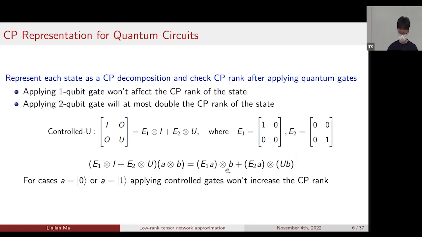But for the special cases where the control qubit is in the 0 state, for example, or the 1 state, then one of the terms will disappear. Then actually applying a 2-qubit gate will not increase the CP rank. So this is a very simple rule, but just using this rule, we can analyze several quantum algorithms and show that they actually internally have low rank with specific input states.